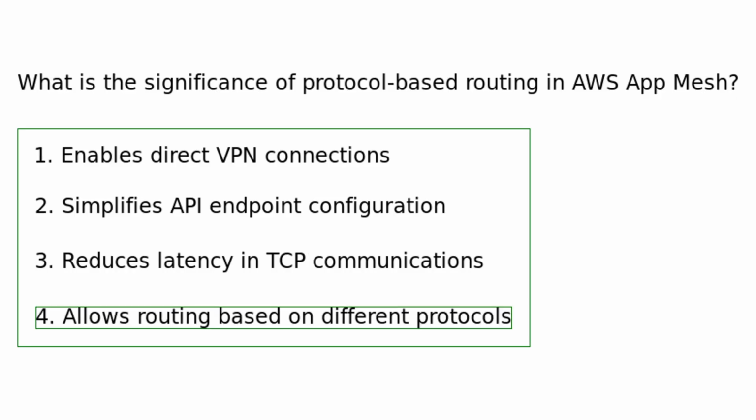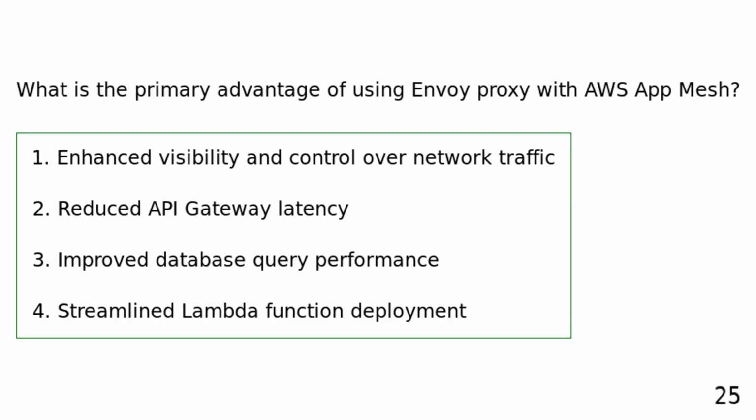Protocol-based routing in AWS App Mesh allows for routing requests based on specific protocols, enabling flexible communication between microservices based on the required protocol. What is the primary advantage of using Envoy proxy with AWS App Mesh?